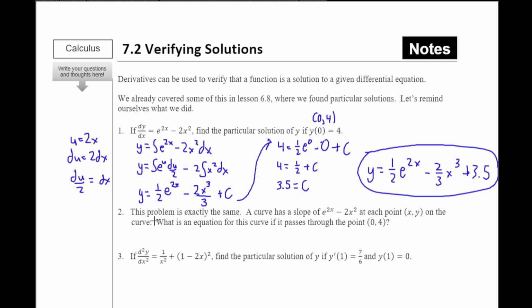So question 2. This problem is actually the same exact thing. It's just worded a different way. On the AP exam, you might see questions that kind of look like it's new, but it's just what you already know. So a curve has a slope of e to the 2x minus 2x squared. So dy dx is slope. At each point x comma y on the curve, what is an equation for this curve if it passes through the point 0 comma 4? So again, question 1 and 2 are the exact same thing. They're just worded differently.